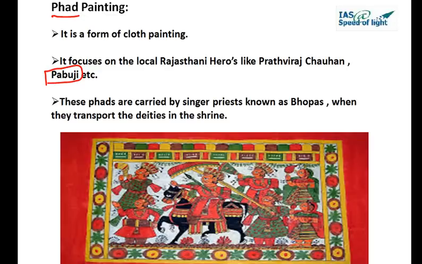So these Phad paintings are the cloth paintings, and you'll find the stories and legends of Prithviraj Singh Chauhan and Pabuji, etc. These Phads are carried by singer priests known as Bhopas. If you go to temples, normally you'll find they take these idols in the shrine and take a round of the shrine and then come back again. During this time, these Phads or cloth paintings are carried by the priests, singers, who are known as Bhopas, when they transport their deities in the shrine, or take a round with the deities in the shrine. So Phad paintings are the cloth paintings.